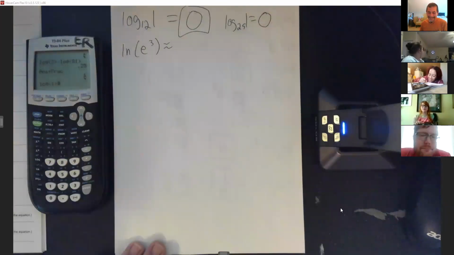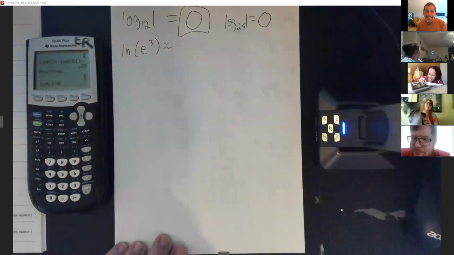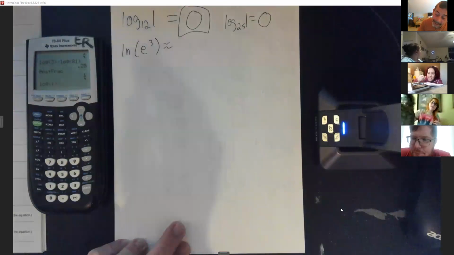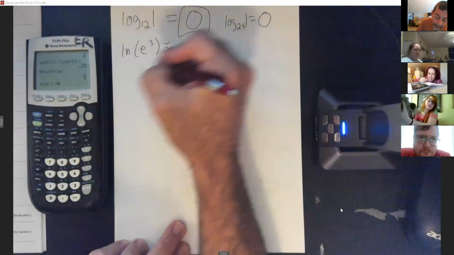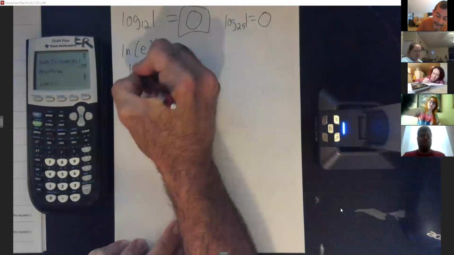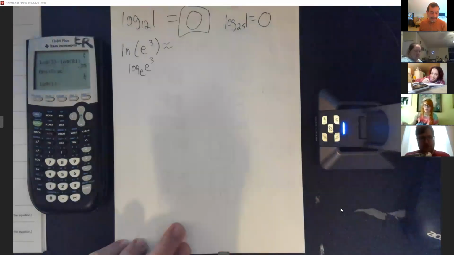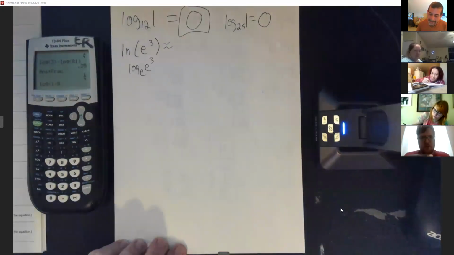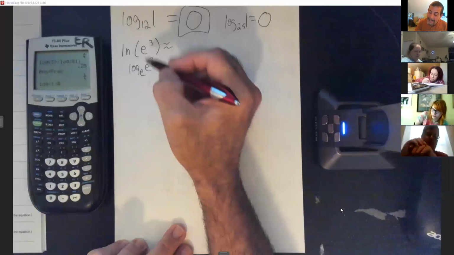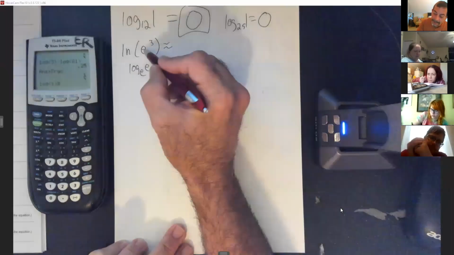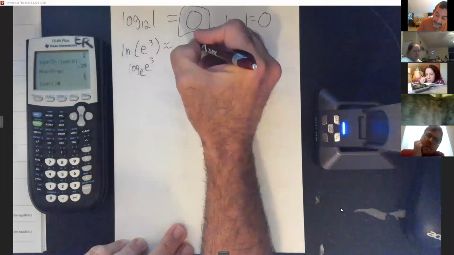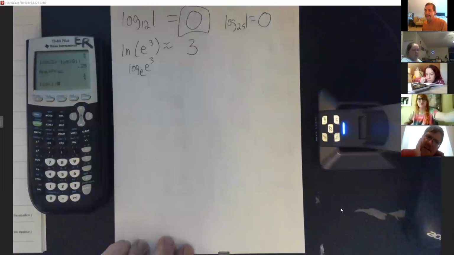Right. Right, ln e to the 3rd. Now remember, this is really log base e of e to the 3rd. So since that base and result match, I know the answer was definitely that exponent 3.